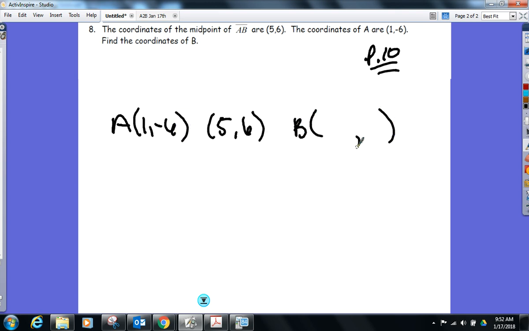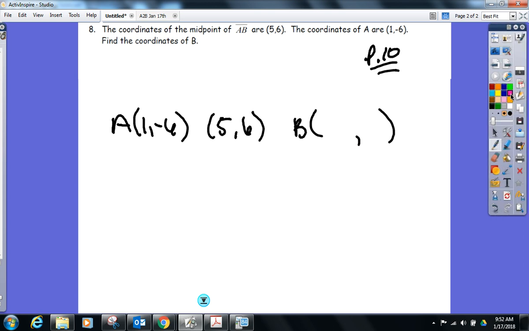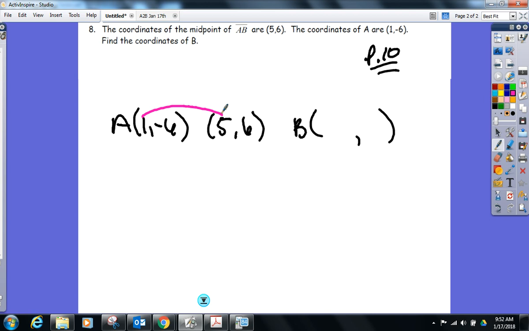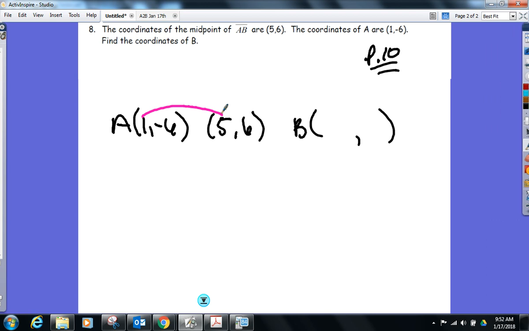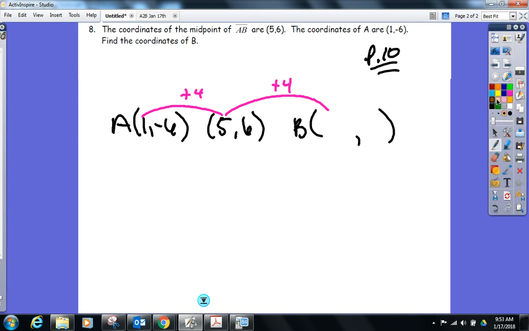Let's remember, the midpoint is directly in the middle of these two. Meaning, as I go on the x-axis from 1 to 5, how many units am I traveling? 4 units to the right. Everyone agree? I'm traveling 4 units in the positive direction, and I am right in the middle. So if I want to get to the end, I have to go another 4 units to the right. I was at 5. When I go 4 units to the right, where do I end up? At 9.